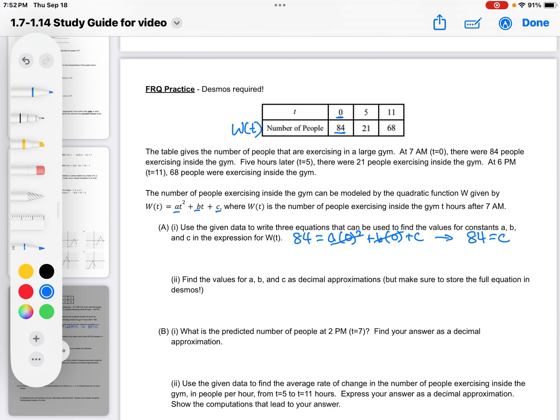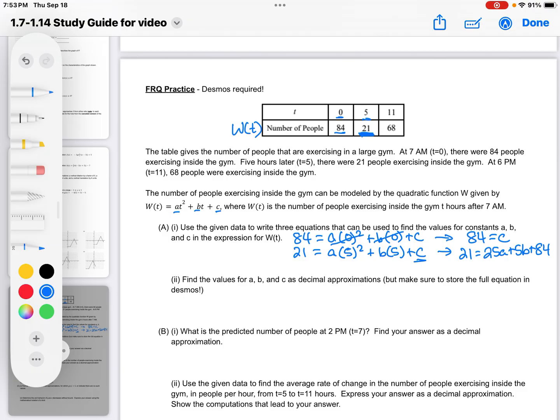All right, now we're going to do the next input. For when our output is 21, our input for that is 5. So it'll go a times 5 squared plus b times 5 plus c. Now, some of you may say, Mr. Bear, I can write this as 21 equals 25a plus 5b, and I know that c is 84, so I might write it like so. That's fine. You do you.